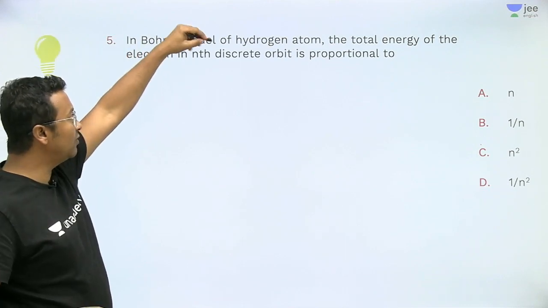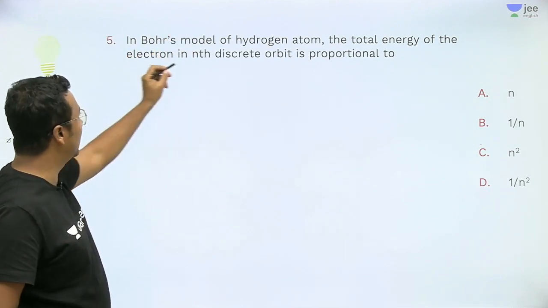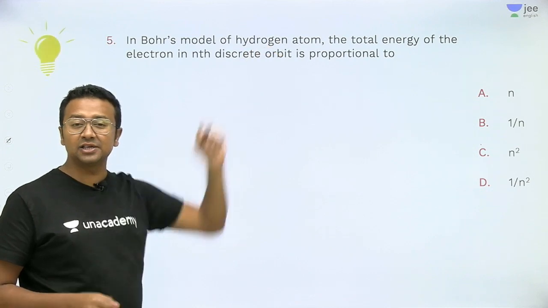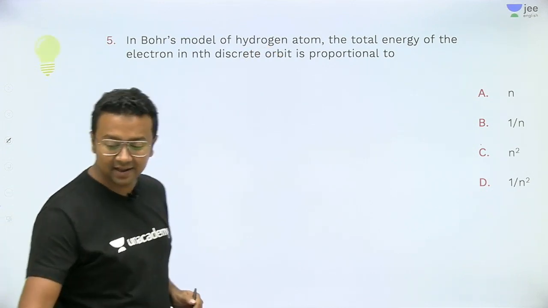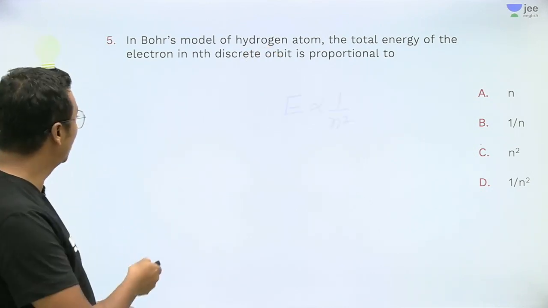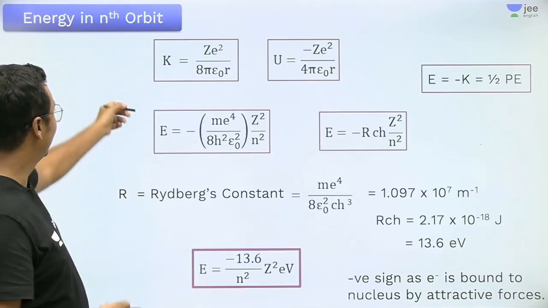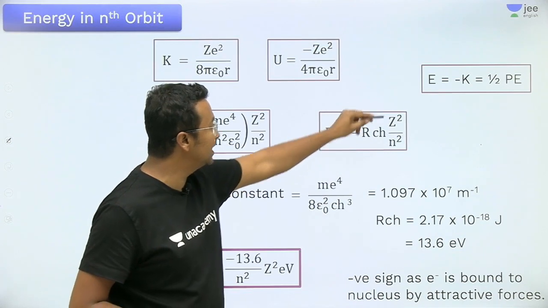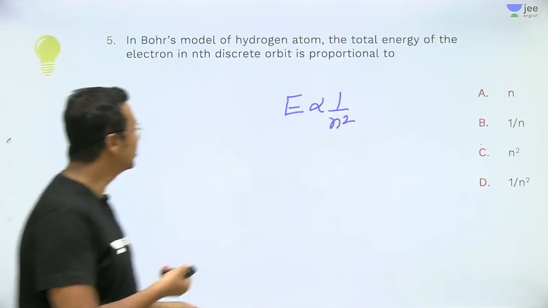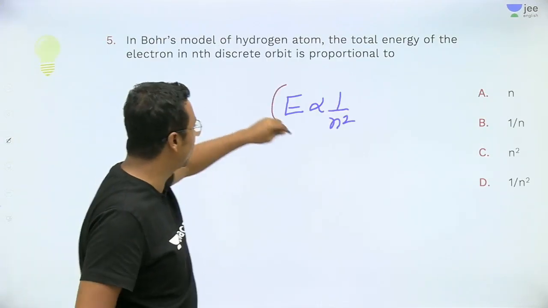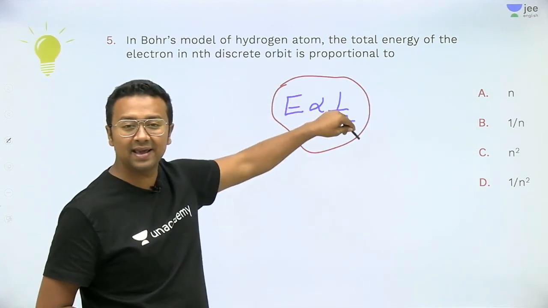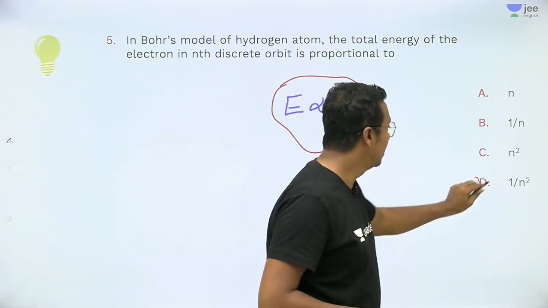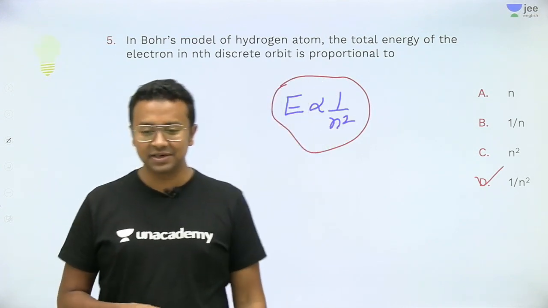In Bohr's orbit of hydrogen atom, the total energy of electron in nth discrete orbit is proportional to what? Simple idea. Let us look at the expression. We know the expression for total energy is written as minus RCH Z square upon N square. So I can write here directly, it is proportional to what? 1 divided by N square. All right. Pretty theoretical this particular question was.